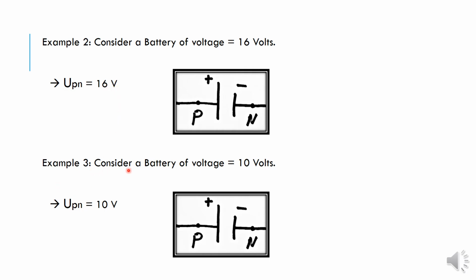Example 3, consider a battery of voltage equals to 10 volts. Again, the battery is between the 2 points PN. I have to read from the positive pole to the negative pole, so UPN equals to 10 volts. U represents the voltage, V represents the SI unit of voltage. So the voltage across the battery, UPN equals to 10 volts.